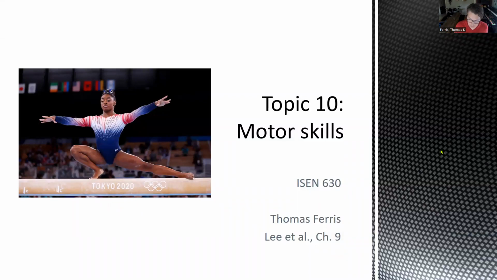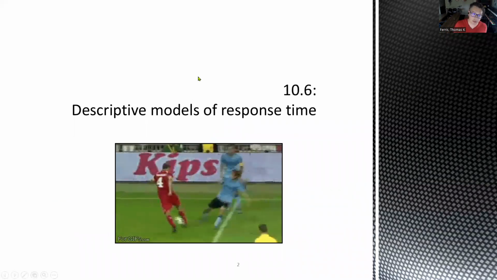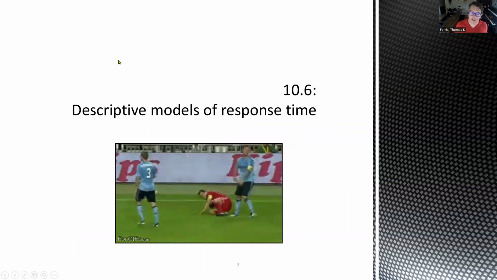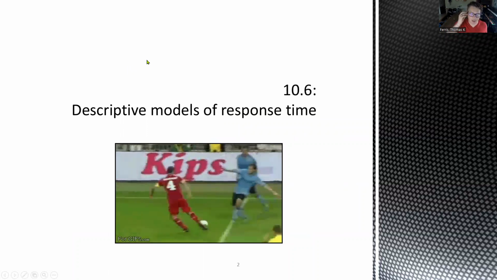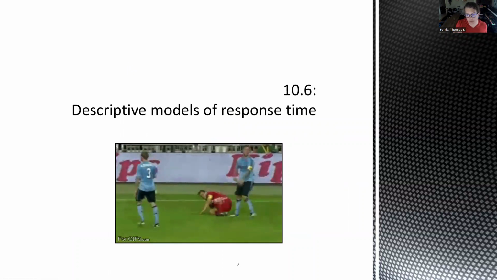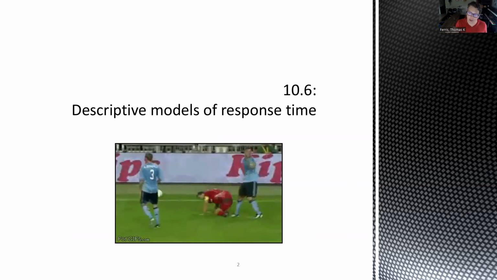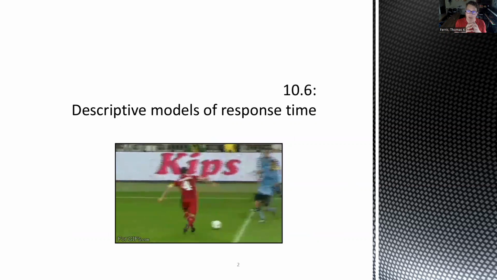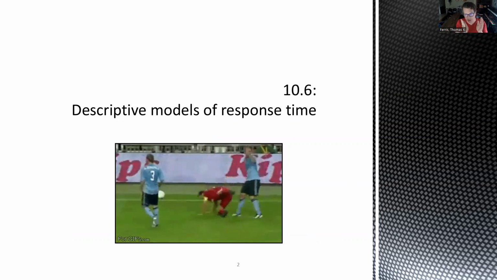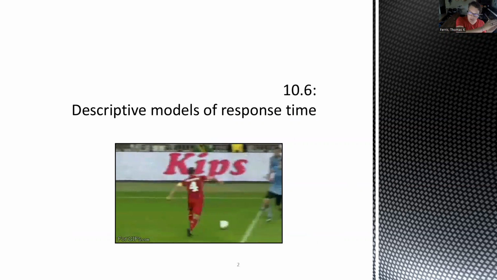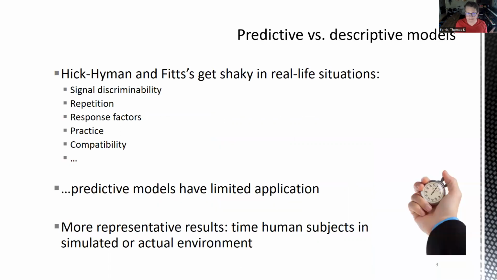All right, well, welcome for the last subtopic on motor skills, which is descriptive models of response time. So 10.4, 10.5 talked about predictive models of reaction and movement time, which add up to response time. These are descriptive models. So predictive, more mathematical, and descriptive, more real world. Okay, so a big difference here is, the Hick-Hyman and Fitts's law.